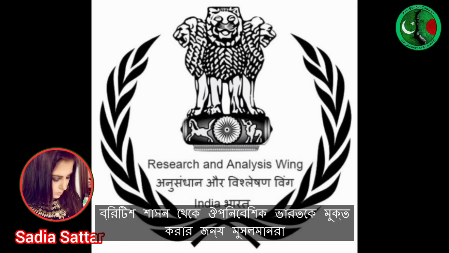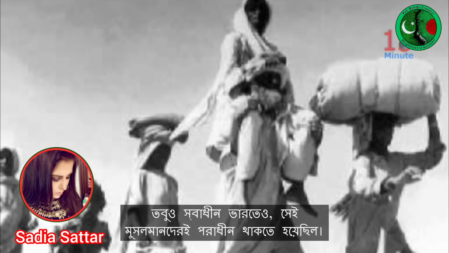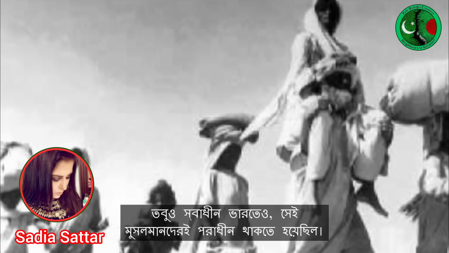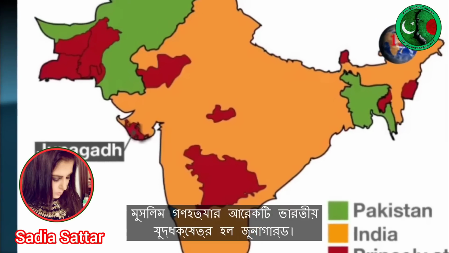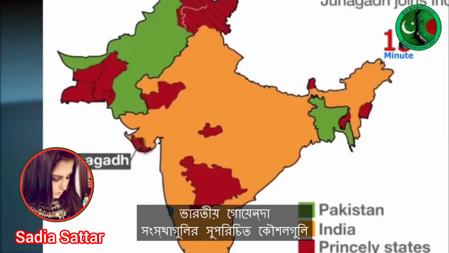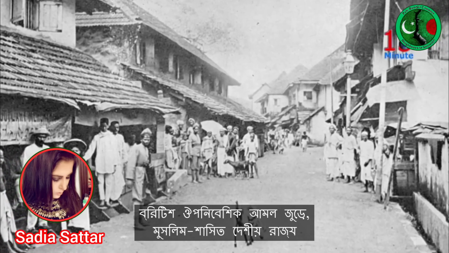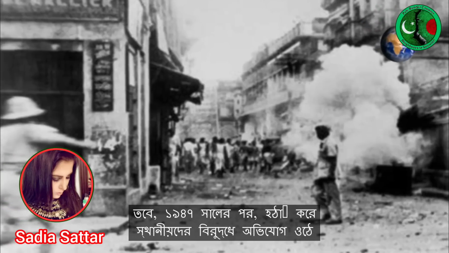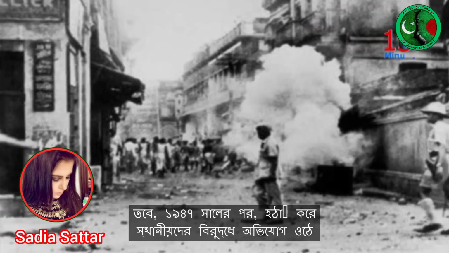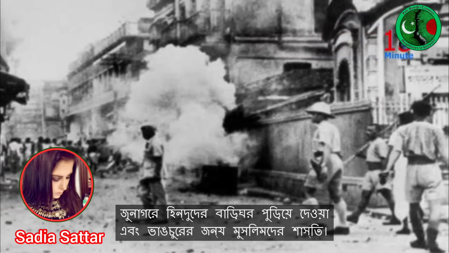Muslims sacrificed the most blood to free colonial India from British rule, yet even in independent India, those very Muslims had to remain subjugated. Another Indian battleground in the massacre of Muslims is Junagadh. The well-known strategies of Indian intelligence agencies are also evident here. Throughout the British colonial period, the Muslim-ruled princely state maintained communal harmony. However, after 1947, accusations suddenly arose against local Muslims for burning Hindu homes and committing acts of vandalism in Junagadh.